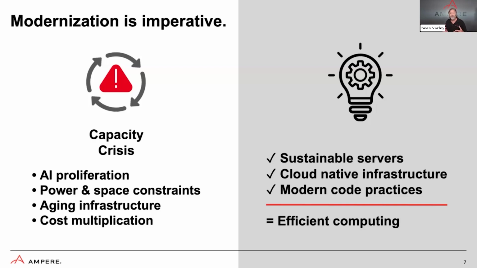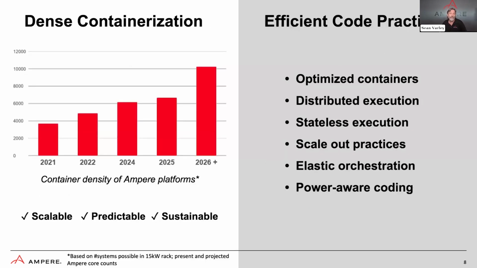So what we're looking for is more efficient computing as defined by sustainable servers, cloud native infrastructure, and modern code practices. And that is going to deliver us a much better profile. So Ampere to the rescue, we actually can provide the industry with the densest container platform on the planet. And here's a CAGR chart on the left showing the container density versus time over our platforms. And as I said, this is a scalable, predictable, and sustainable infrastructure.